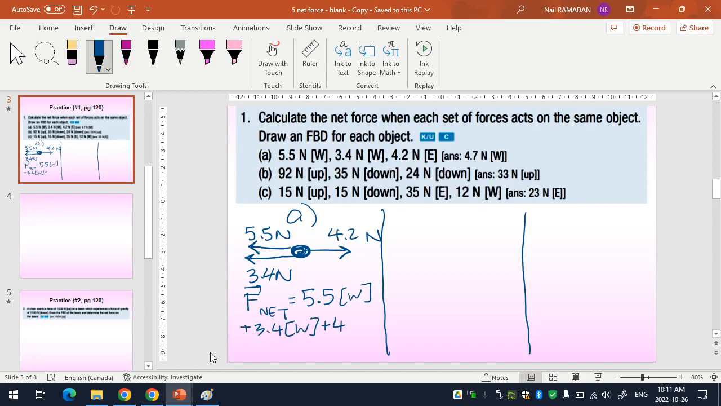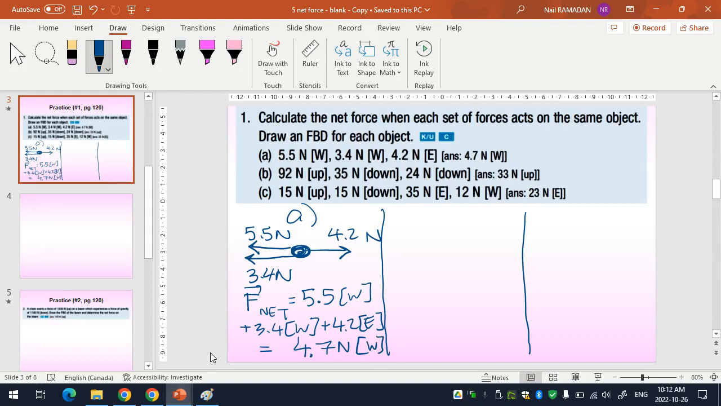Technically plus 4.2 east. But from all the weeks we did with one-dimensional vectors, we can write plus negative. 5.5 plus 3.4 is 8.9. Take away 4.2, how much? In which direction? In newtons. Thank you. Very good. That's it. Remember, number, unit, direction. Number, unit, direction.